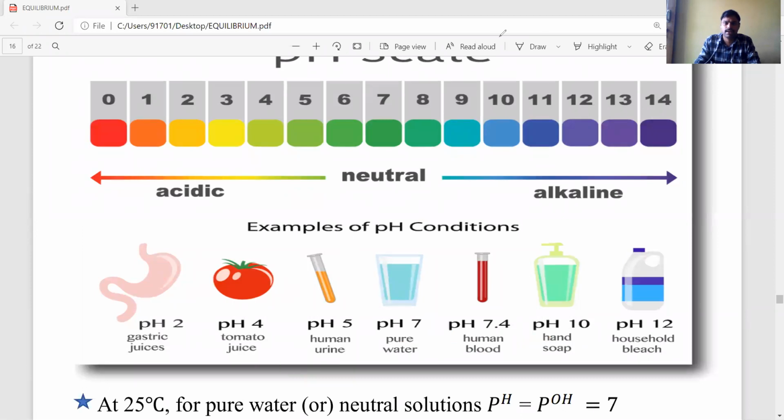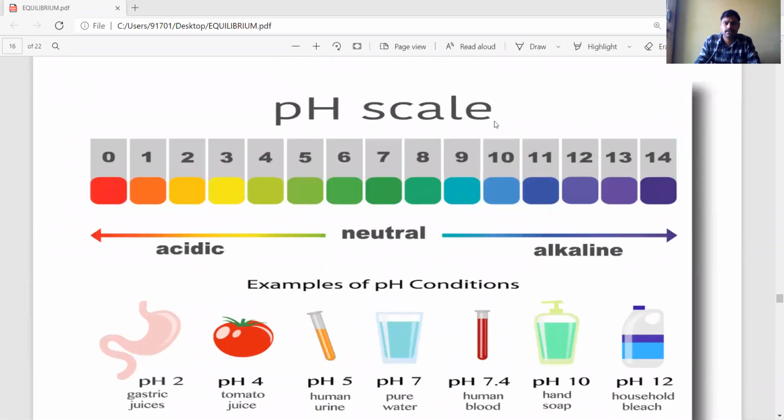I think you have studied this pH scale in lower classes. It's very easy. As I already said, pH values lie between 0 and 14. If pH is equal to 7, then it is called a neutral solution. If the pH value is more than 7, then it is called an alkaline solution. If the pH value increases, meaning 8, 9, 10, then basic nature increases.